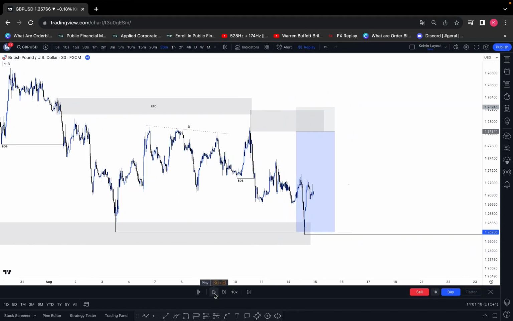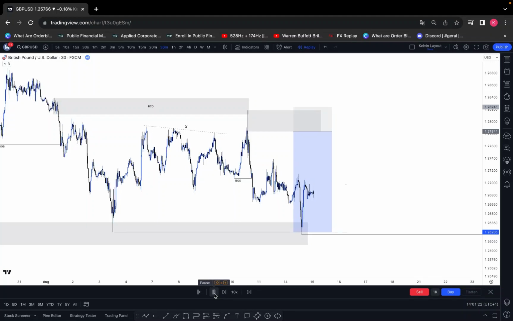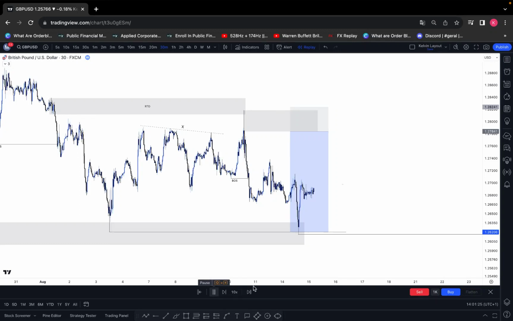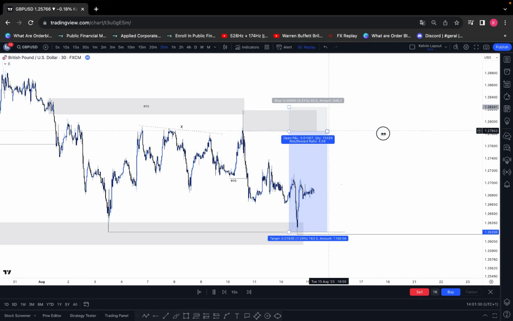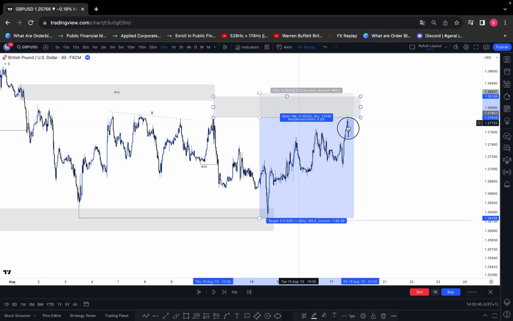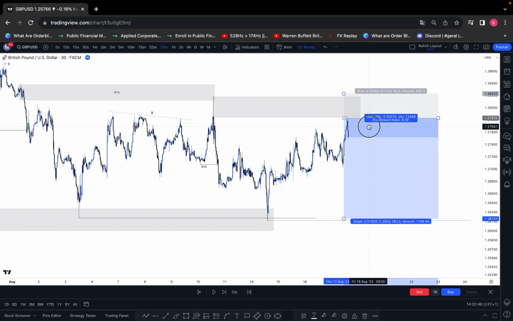So we can see that it wicked, right? So it didn't close below. So let's see if price comes back. So price is just taking a while to come back up. So this right here, that's when we actually got tagged into the trade, right? So with a limit order right there on the M30 supply zone, you would have been tagged right here.